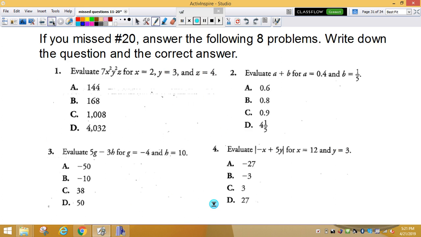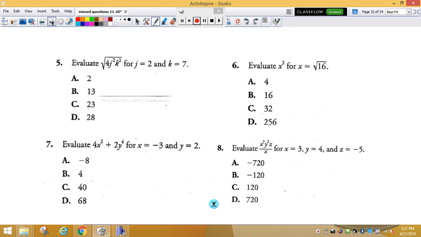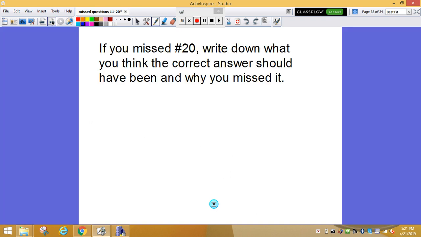So if you missed number 20, I want you to answer the following 8 problems. Write down the question and the correct answer. So number 1, I want you to write down the question. I want you to write down how you're going to plug them in. I want to see x and in parentheses that you plug in a 2 squared, and then for y that you plugged in parentheses the 3 squared, and for z that you plugged in a 4 in parentheses. I want to see all of that written out. So pause it, do 1, 2, 3, and 4. Pause it on this page, same thing, do 5, 6, 7, and 8. And if you missed number 20, write down what you think the correct answer should have been and why you think you missed it.